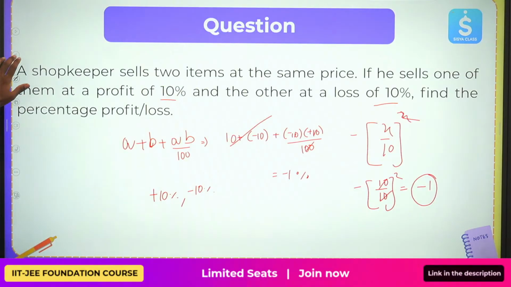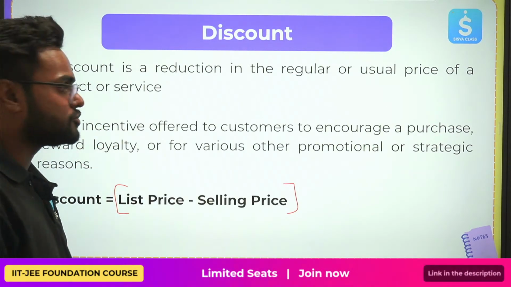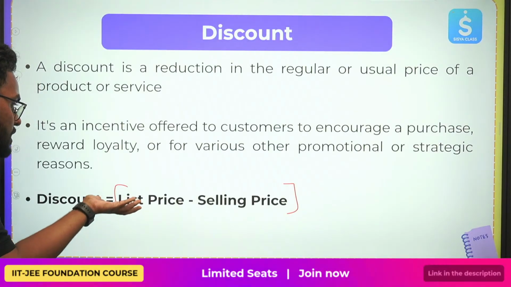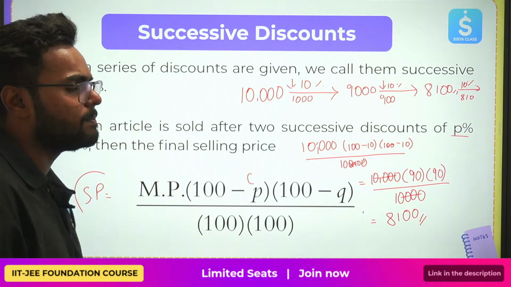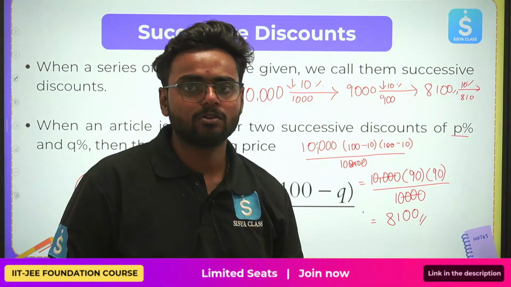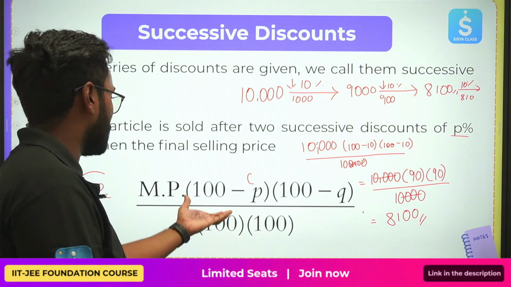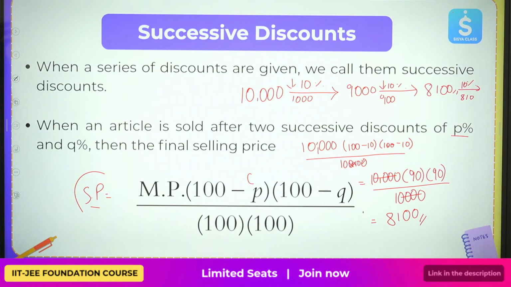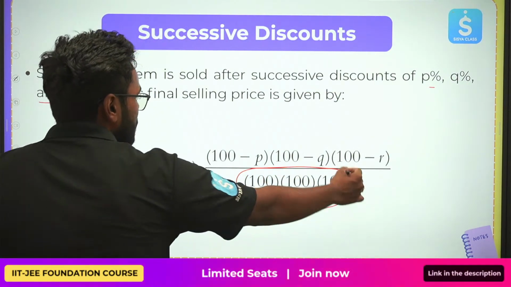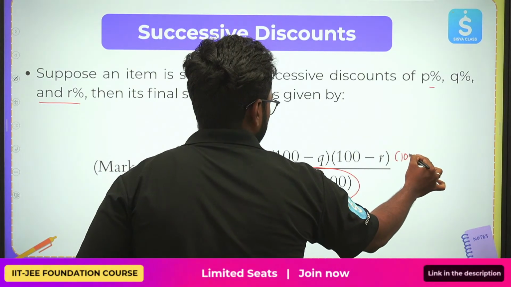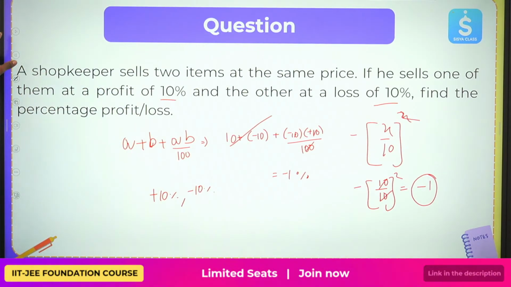So we have studied what discount is, right? Discount is basically a reduction in the regular or usual price. It is calculated on the list price. And we have successive discounts. If I am giving you multiple successive discount percentages, how can I calculate the selling price? You have this formula right in front of you. And if you have more of them, you can also find out by multiplying with more (100 - n) terms. And we have seen a question. So let us go further.